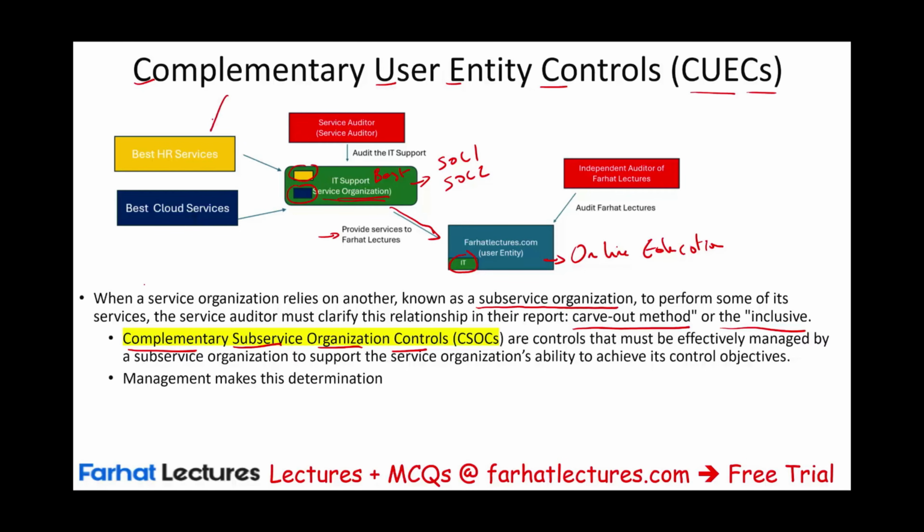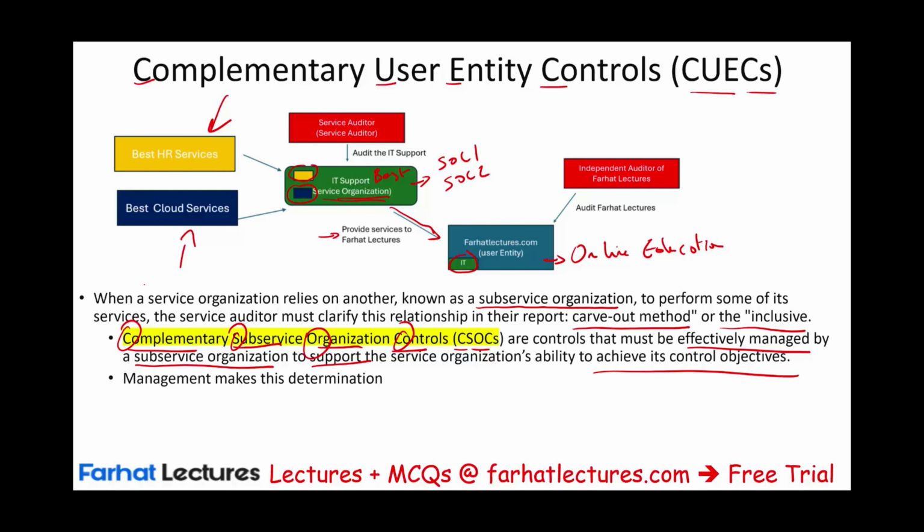Simply put, the controls that Best HR Services and Best Cloud Services are responsible for must be effectively managed by the subservice organization to support the service organization's ability to achieve its control objectives. So those controls are called CSOCs. So notice we have CSOCs, where the service organization is relying on the subservice organization.